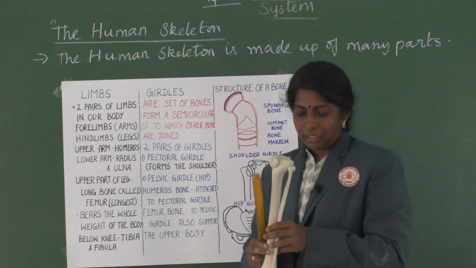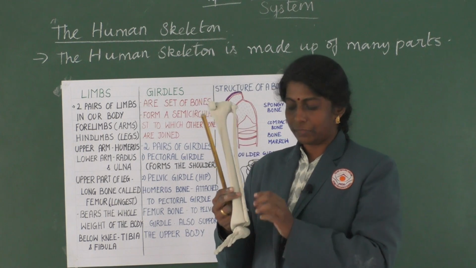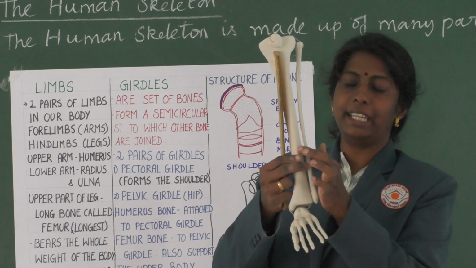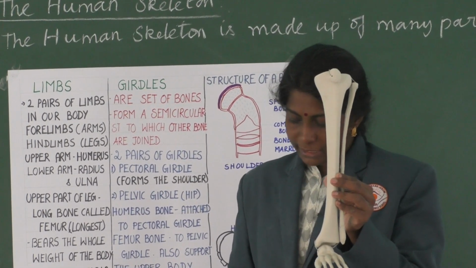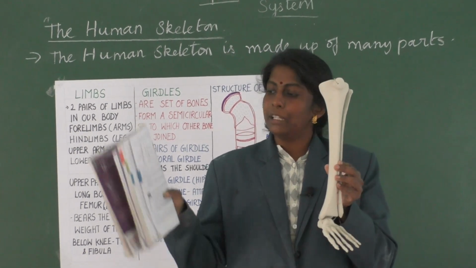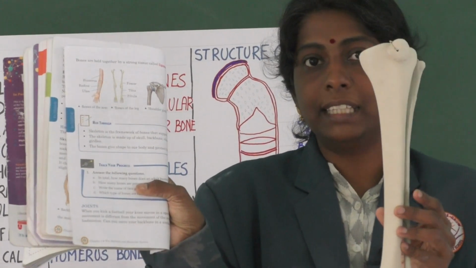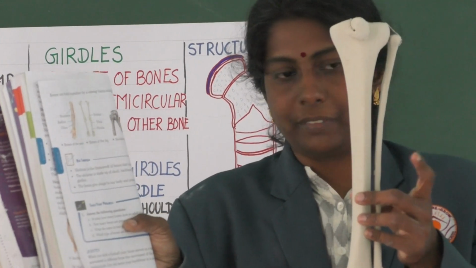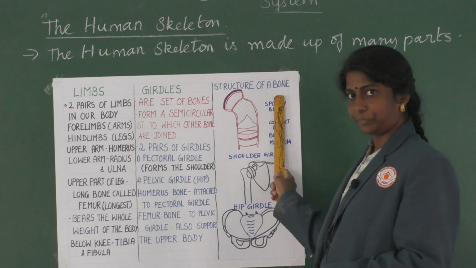Okay, and here you can see the picture. This is the lower arm part which has radius and ulna. You can see that in your textbook picture also, page number 36. The upper arm they have mentioned humerus, and in the lower arm part you can see radius and ulna. Then about the structure of bone.